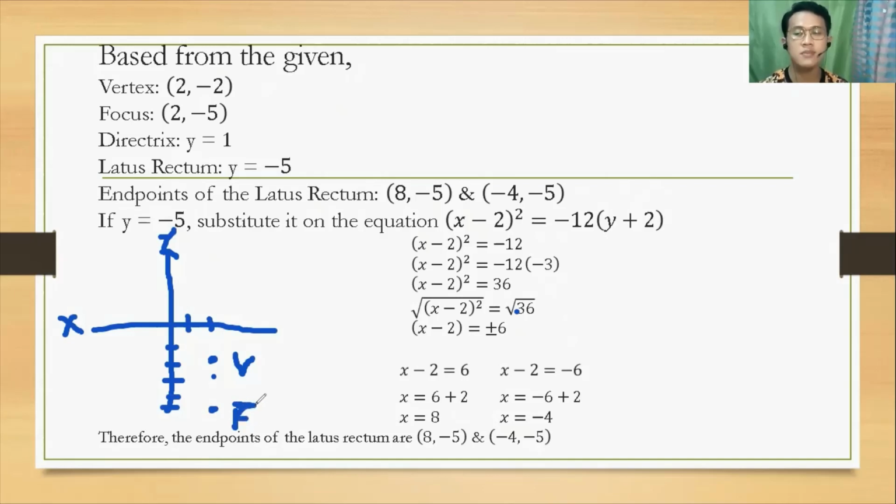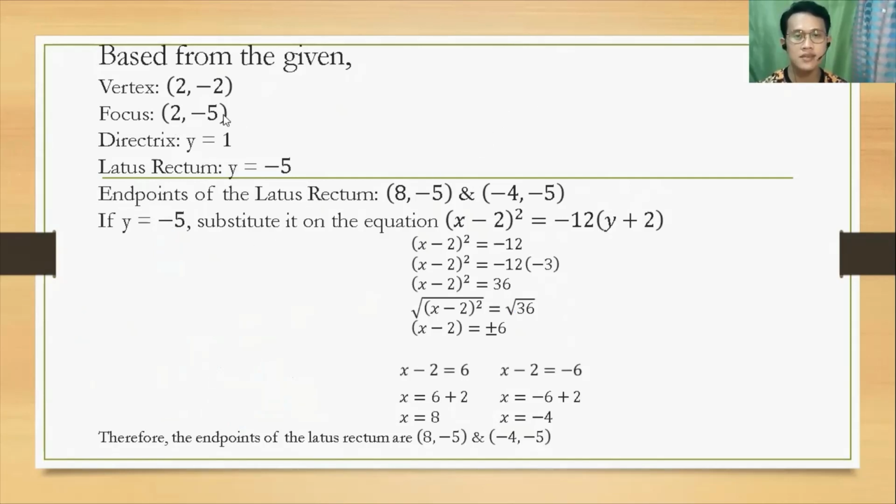Based from the definition, the focal distance from the vertex to your focus is equal to the distance from the vertex to your directrix. So basically, this is the focal length or the value of p. And we already solved the value of p, which is 3. Absolute value of negative 3, that's 3. So that explains the value of negative 5. And then we can say that the directrix is y equals 1.